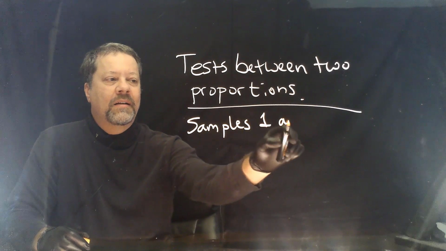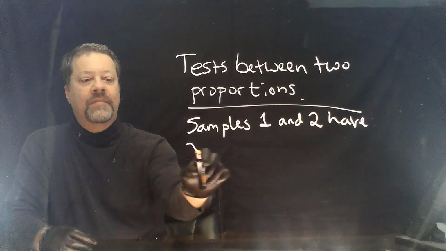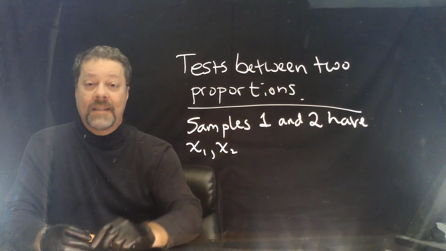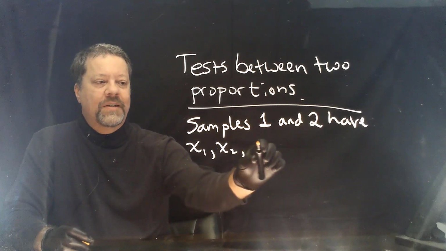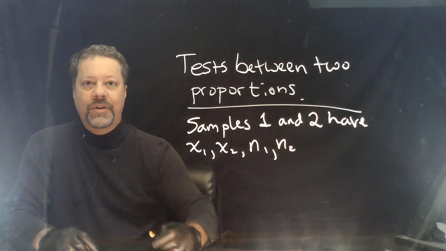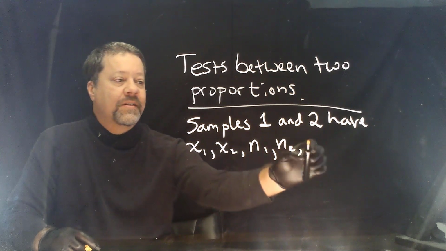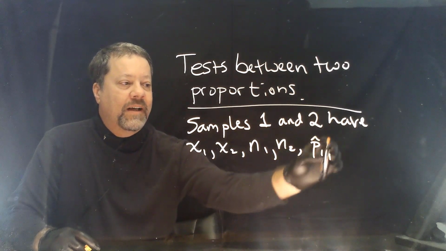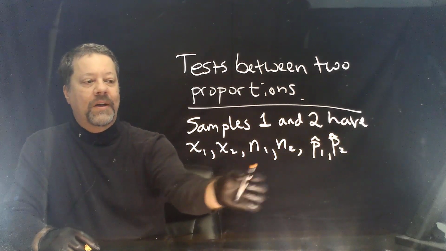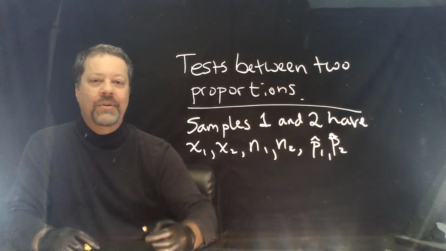Samples 1 and 2 have different data. There's x1 and x2. We can treat these as success responses versus the sample size, however you determine what success is. And these different things give us proportion 1 and proportion 2. You calculate these by taking x1 divided by n1, that gives you proportion 1, and x2 divided by n2 gives you proportion 2.